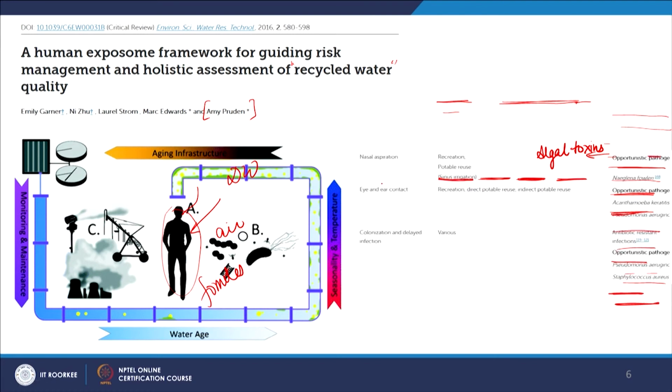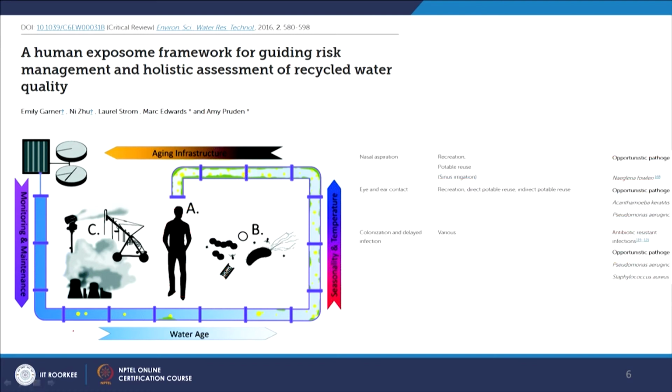Now, if you look at nasal aspiration, this is more of a concern in recreation, and in potable use when I am drinking the water. So, if I am drinking, I by mistake aspirate it through the nasal route, or I am doing sinus irrigation, which many people in India do actually. It is called the neti pot technique for cleaning the sinus. So, in this case, the major danger is Naegleria fowleri.